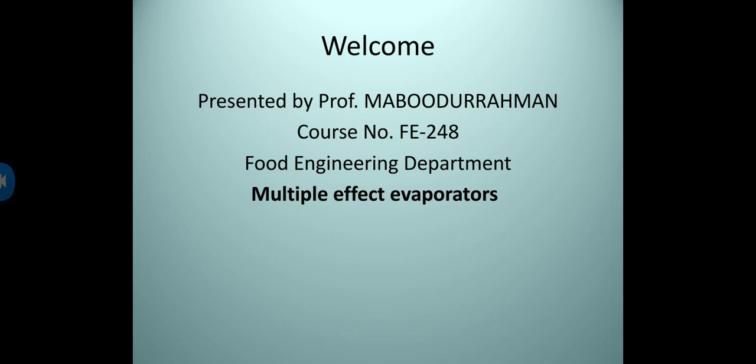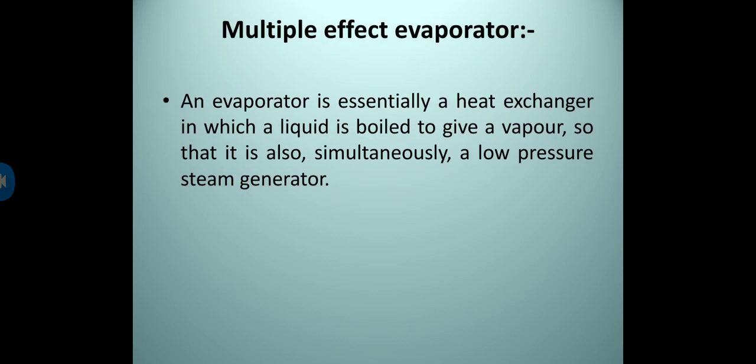Now, today I will cover the multiple effect evaporator. First of all, let us see what a multiple effect evaporator is. It is one type of evaporator. We can say that it is essentially a heat exchanger in which a liquid is boiled to give a vapor, so it is also simultaneously a low pressure steam generator. It may be possible to treat an evaporator as a low pressure boiler and make use of the steam thus produced for further heating in another following evaporator, which is called another effect.